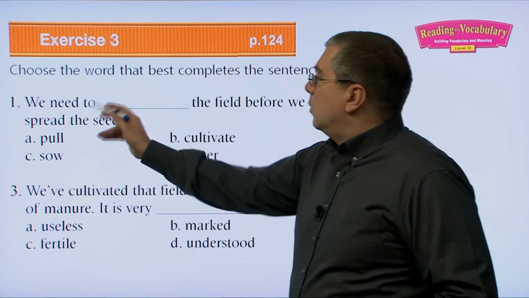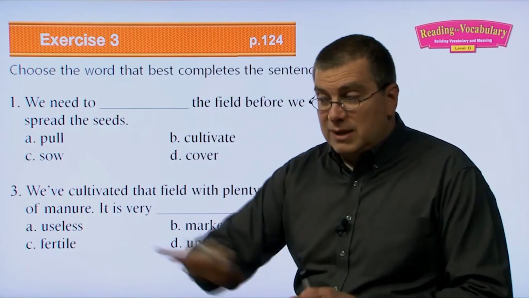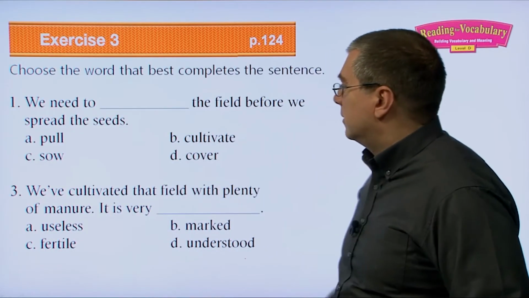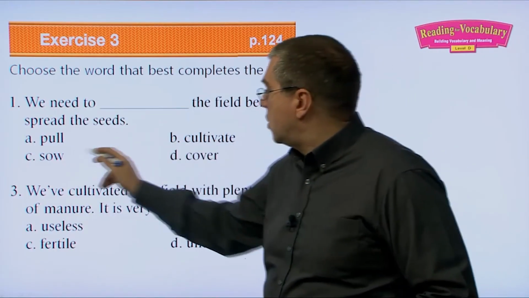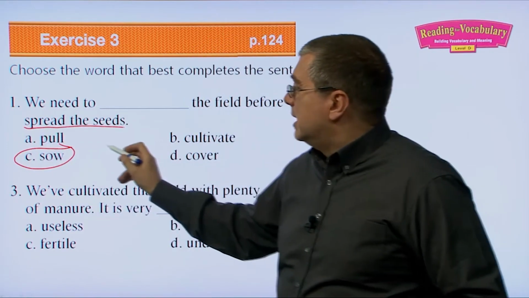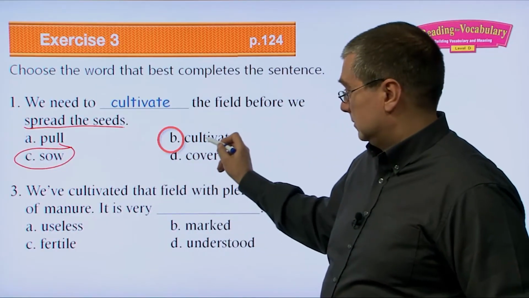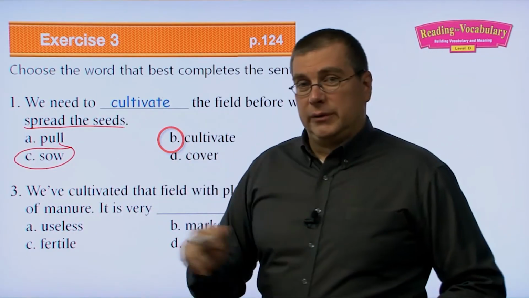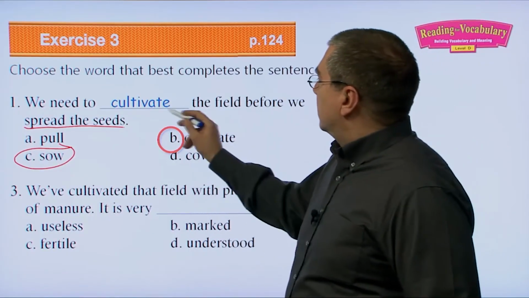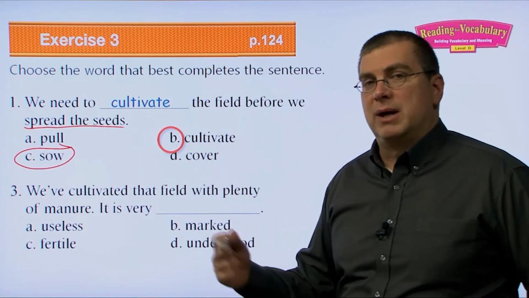Okay, number 1. We need to beep the field before we spread the seeds. So before you spread the seeds and put them in the ground, what do you need to do? You need to prepare the field. Is that pull, cultivate, sow, or cover? Remember, sow is spread the seeds. So we need to do something before we sow the field. We need to cultivate the field. Remember, cultivate means to prepare something. We need to prepare the field before we spread the seeds. We need to cultivate the field before we spread the seeds.